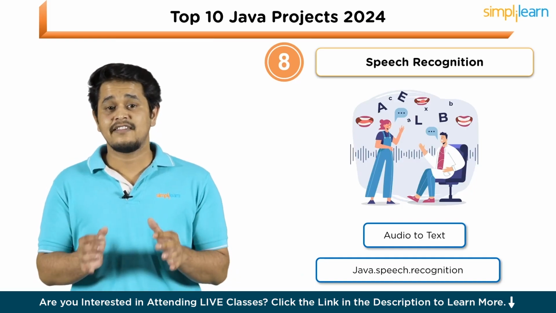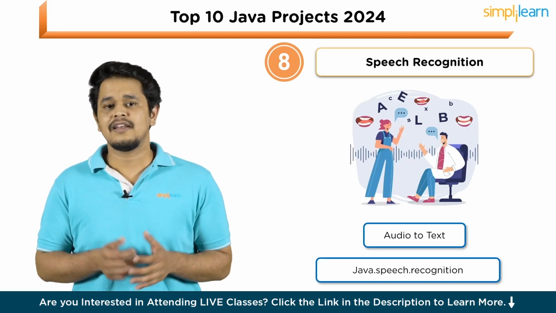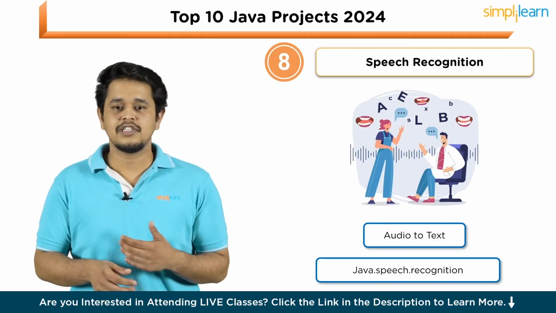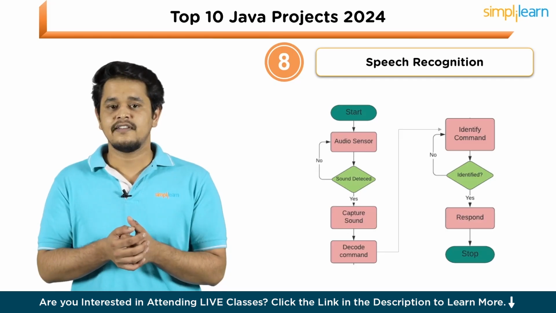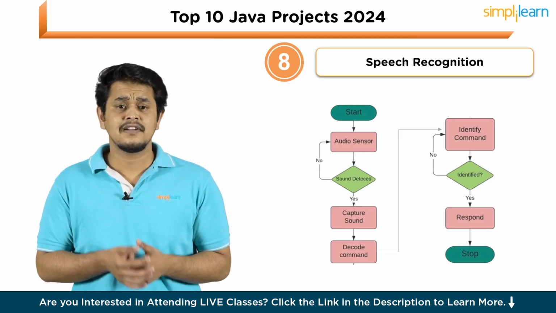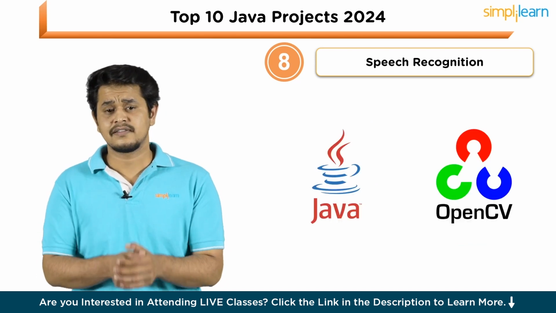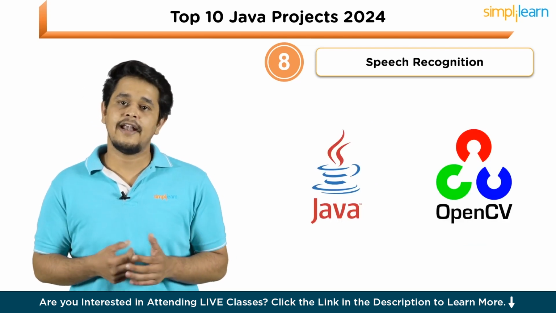The java.speech.recognition package defines the recognizer interface to support speech recognition, plus a set of supporting classes and interfaces. The project should be capable of certain tasks, including create a speech recognizer, allocate resources, load and enable grammar, attach result listener, commit changes, and process results. Tools you might prefer to work on the speech recognition project are Java and OpenCV.